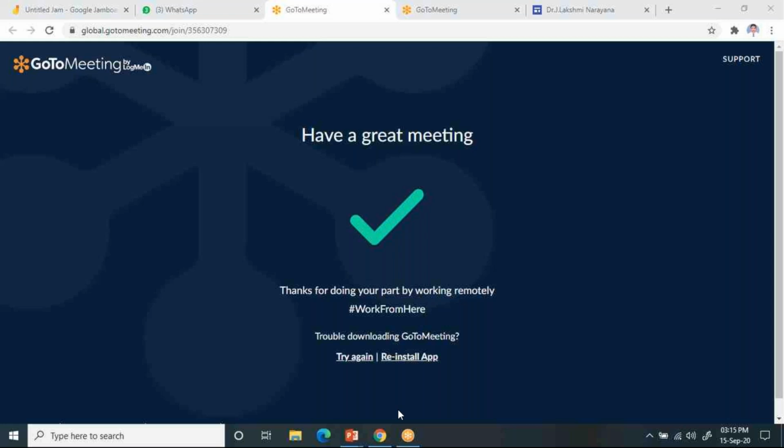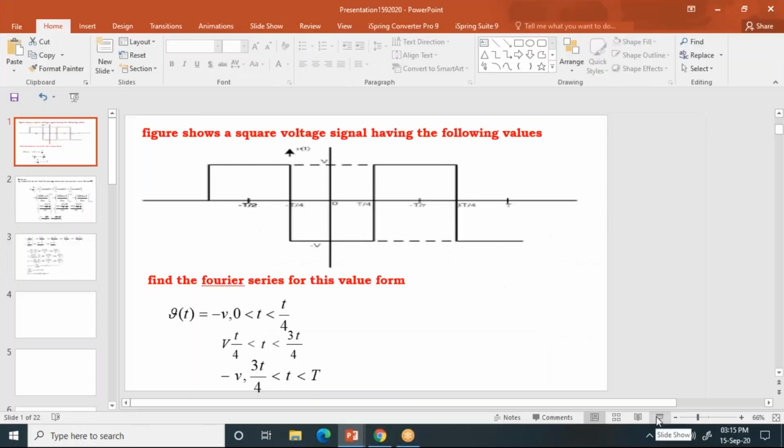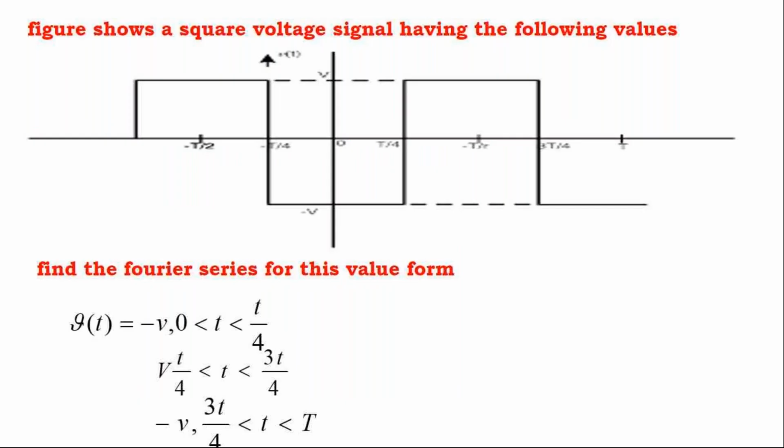Now observe this screen. Can you see the screen? Please post it in the chat box. Can you see the screen? Please post it in the chat box. Yes, yes, yes, yeah, good, good.